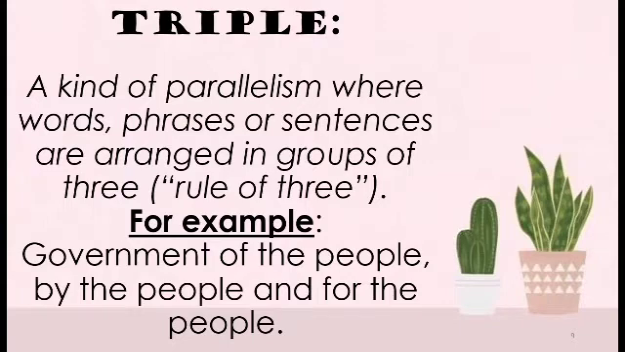Another is the triple. It is a kind of parallelism where words, phrases, or sentences are arranged in groups of three, known as the rule of three. The rule of three is a writing technique that suggests that a group of three examples is always stronger and more memorable than one. For example, government of the people, by the people, and for the people. They are a group of three examples that make them more engaging and stronger than just saying government by the people.